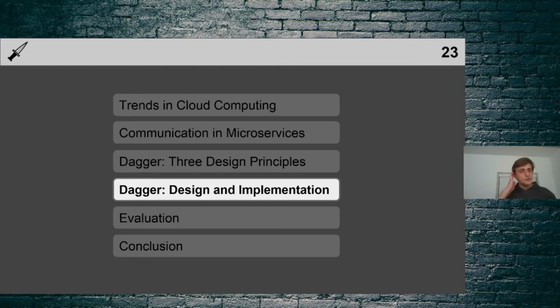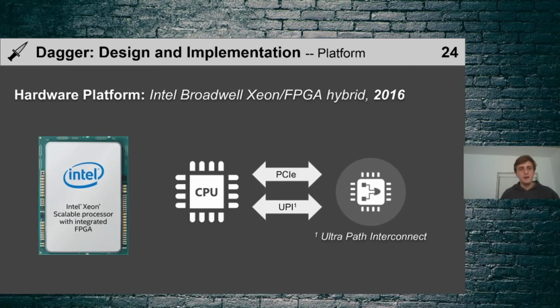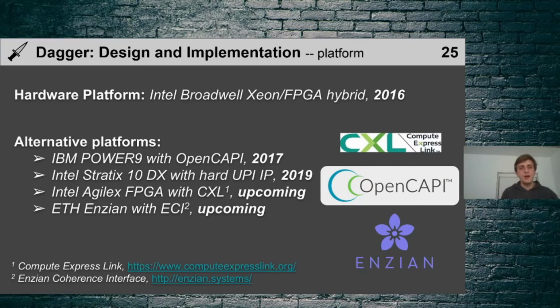Now, let's see how Dagger is designed and implemented. Dagger is based on the Intel Broadwell Xeon FPGA hybrid architecture that integrates a server-class Xeon processor with a large FPGA in the same package. The processor and the FPGA here are connected to each other over both PCI Express and the UPI NUMA interconnect. Other hardware platforms, such as the ones listed here, can also be used as an alternative physical medium for Dagger.